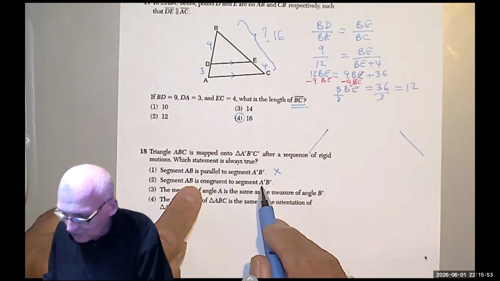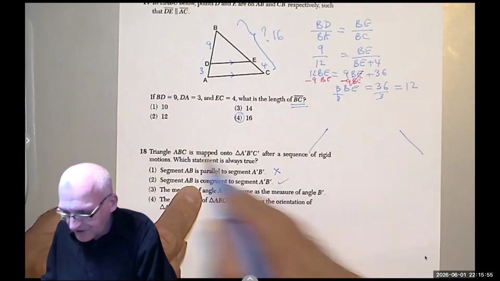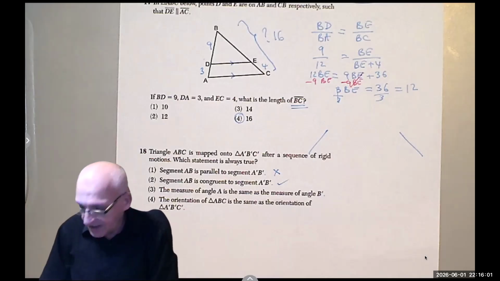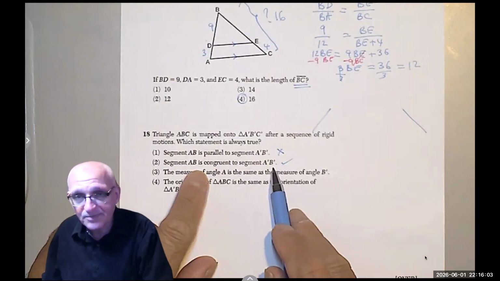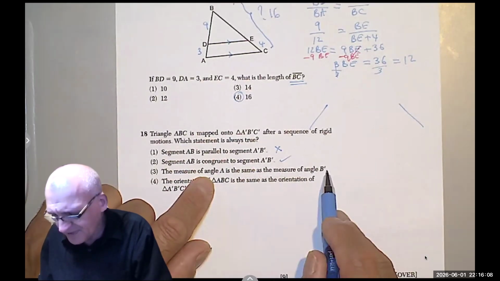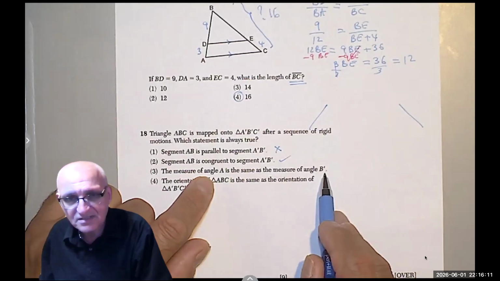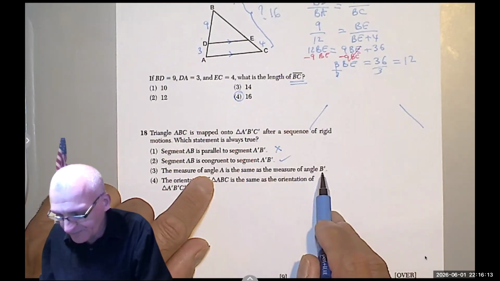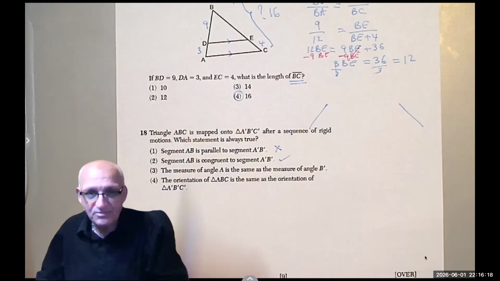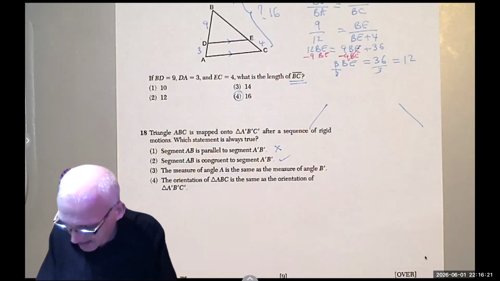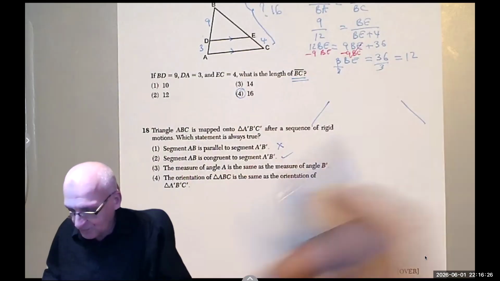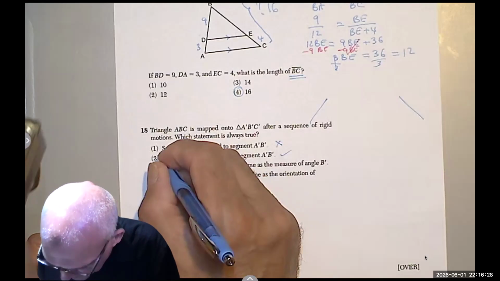AB is congruent to A prime, B prime, definitely. If it's a rigid motion, meaning I'm not stretching or shrinking, then yes, these two will always be congruent. The measure of angle A is the same as the measure of B prime. What do they have to do with each other? These are two different, that's the image of B, and A and B are not congruent unless it's maybe an isosceles or equilateral triangle. The orientation of ABC is the same. No, of course, if we rotate or reflect that, it won't be. So that's an easy one. It's 2.